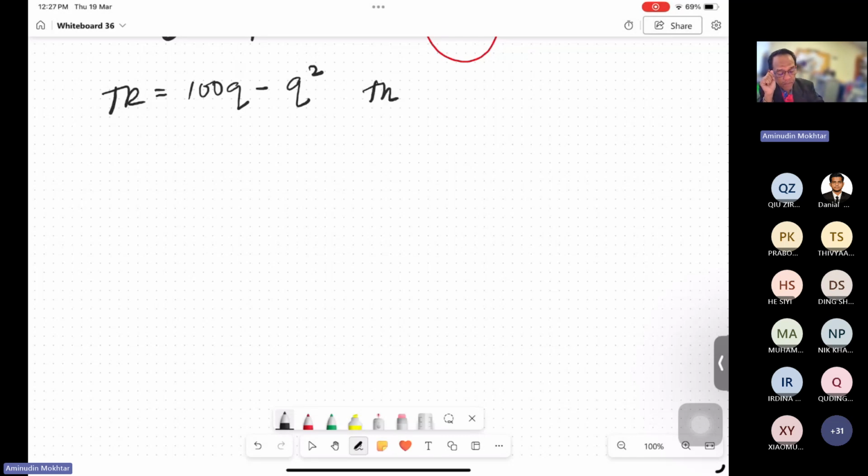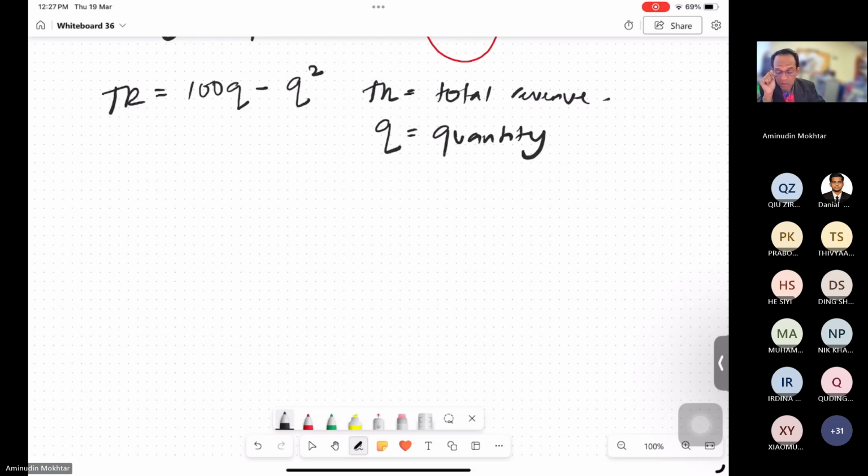What is TR? TR is total revenue. Q is quantity. Q is the quantity of sale. Normally in economics, Q represents quantity. TR is total revenue. Okay, what is total revenue? What is total revenue for a firm?